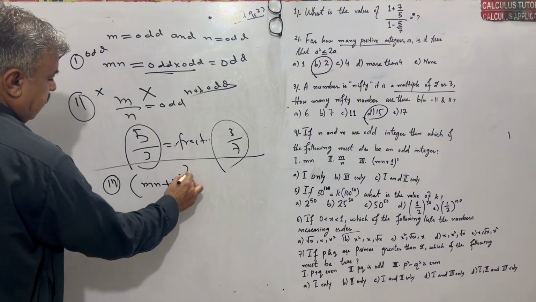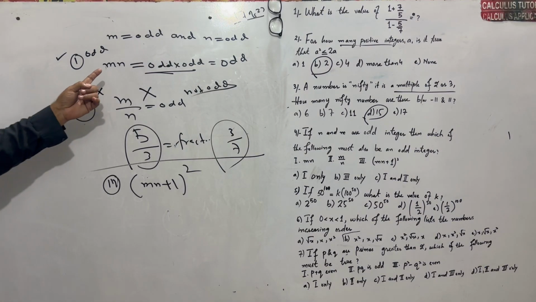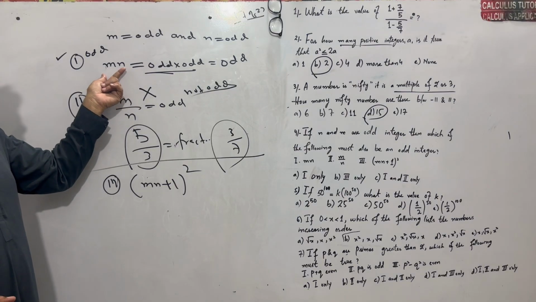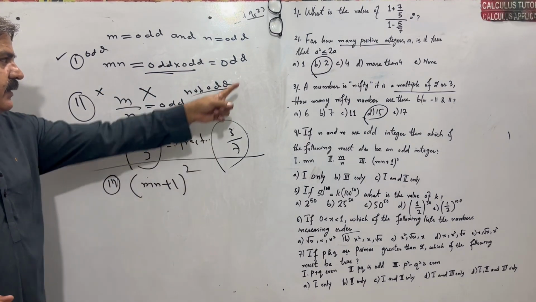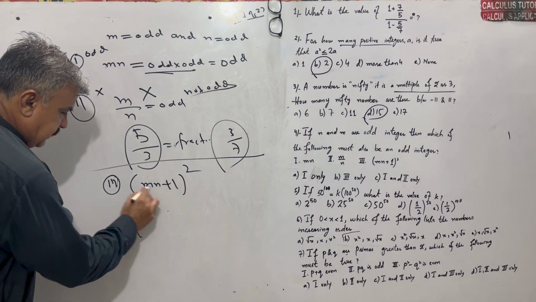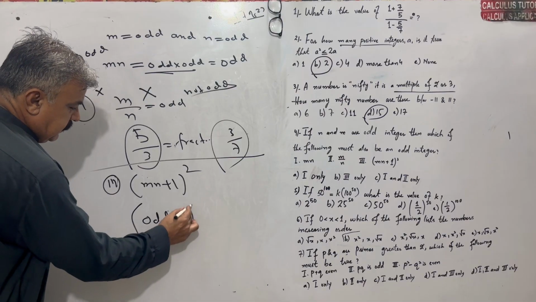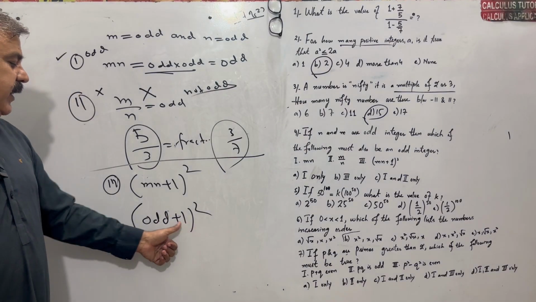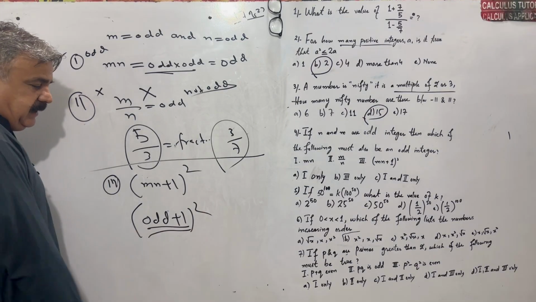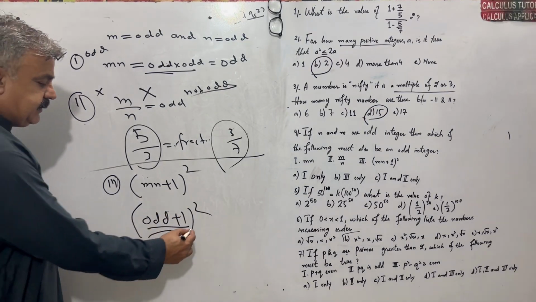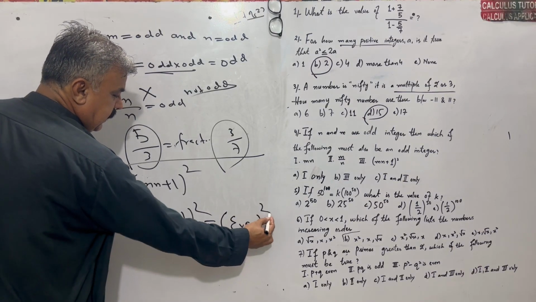plus 1 whole squared. Good. We have already decided odd times odd result is odd. So m times n, odd times odd, result is odd. So I can write, instead of m times n, odd plus 1 whole squared. We are familiar that if we add 1 to any odd integer, the result is even. So I have even squared.